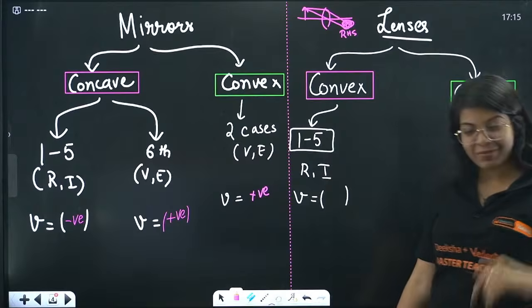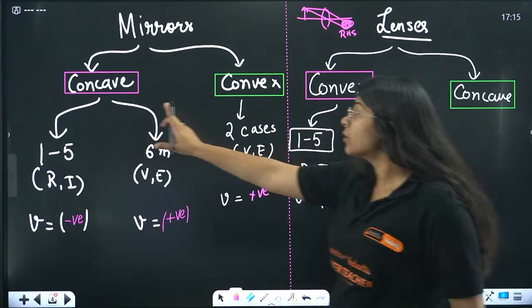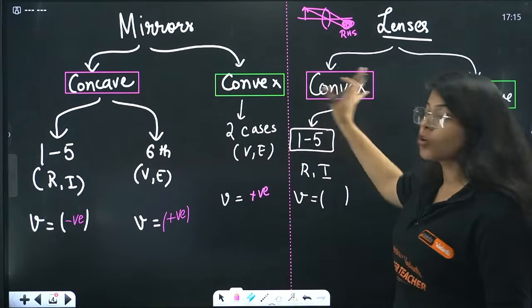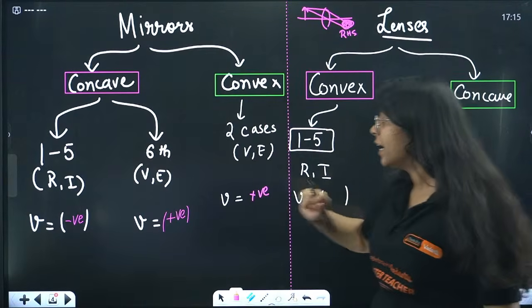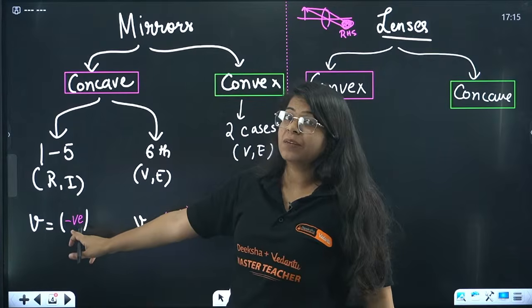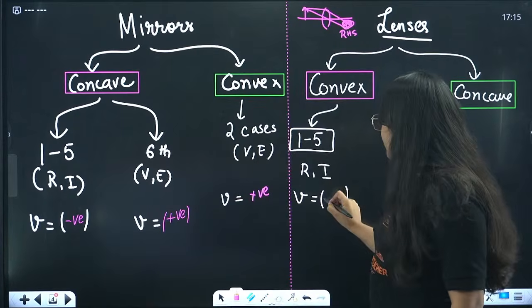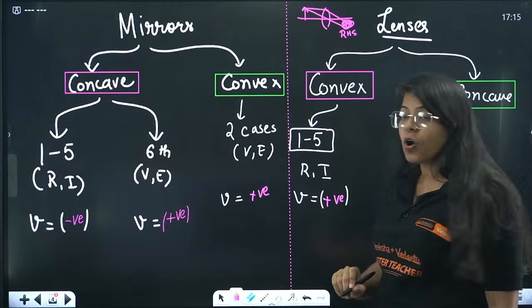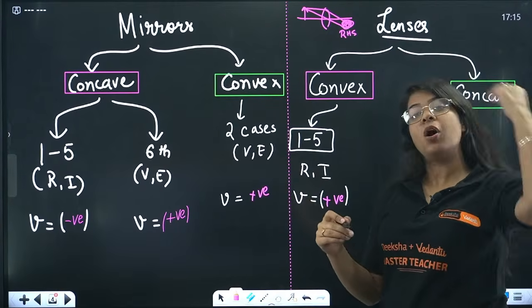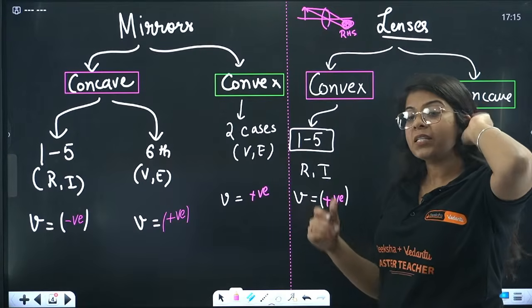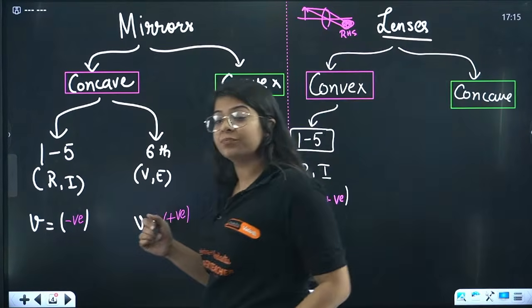Okay, calm down. See beta, this is concave mirror, this is convex lens. Both have 1 to 5 cases real inverted. Here the V is negative sign, right? But here the V is positive sign. Why am I trying to make sure that you all know this? Because beta, this will be useful in our numericals.